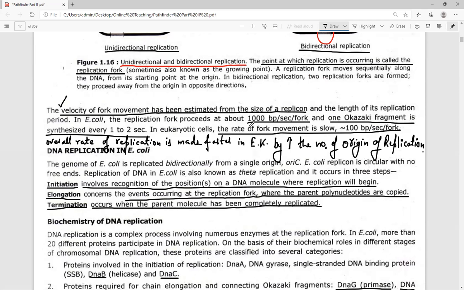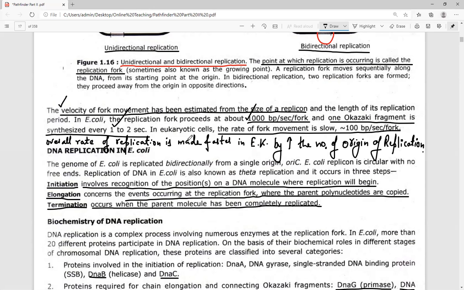The velocity of the fork movement refers to the speed of the fork movement, which is approximately 1000 base pairs per second per fork. An Okazaki fragment is synthesized once in every 2 seconds. The rate of fork movement is quite slow in eukaryotes, just 100 base pairs per second. But in eukaryotes, DNA replication is made faster by the increased number of origins of replication present as compared to prokaryotes. So eukaryotes have a larger number of origins of replication.